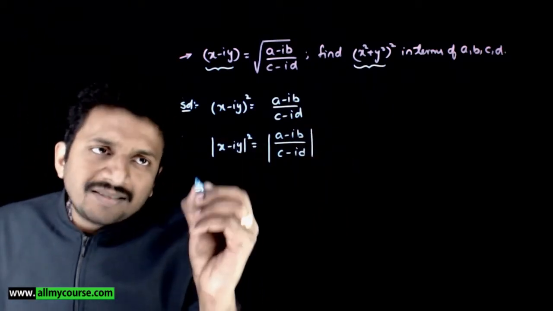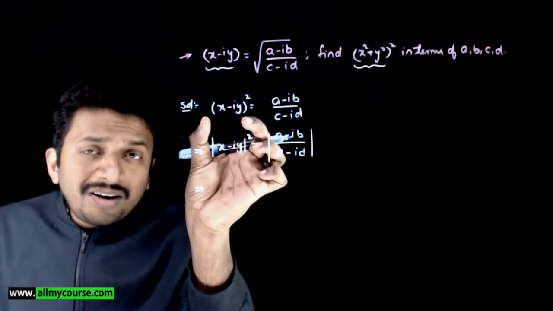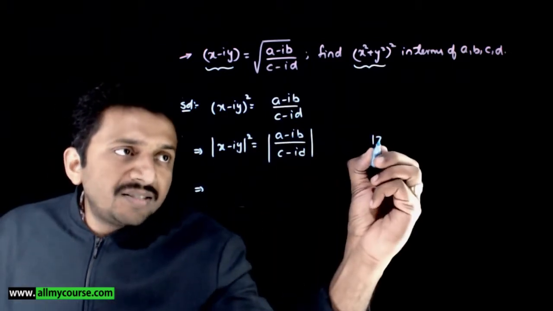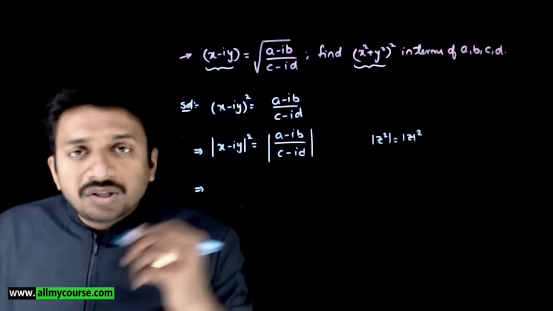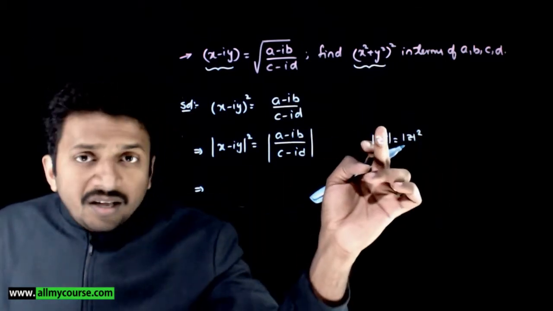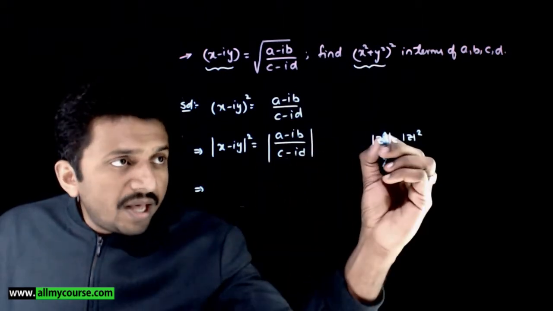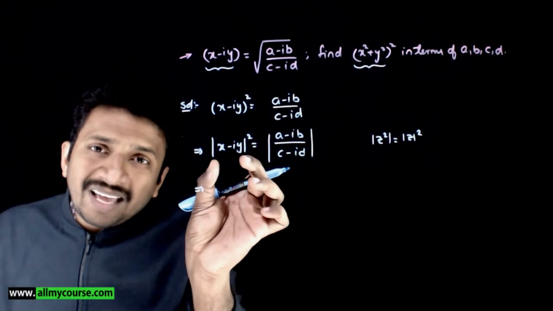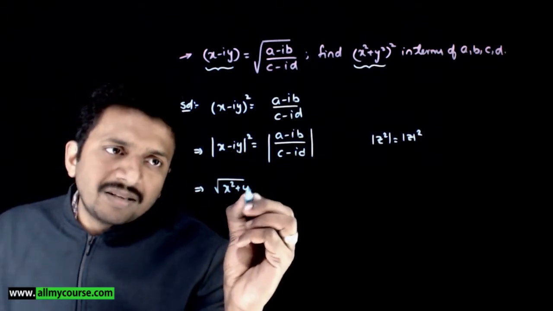So this implies, actually the square has to be inside this mod, but we have a property which says that modulus of z square is equal to mod z whole square. Modulus of z power n is equal to mod z power n. So this square can go out. So what is mod of x minus iy? This is nothing but root of x square plus y square.